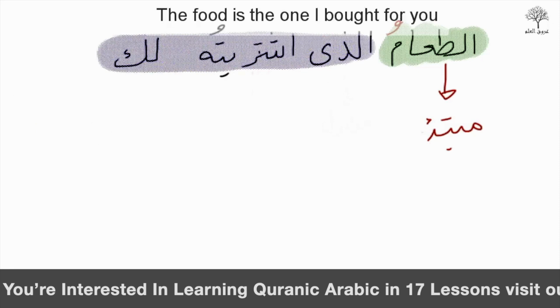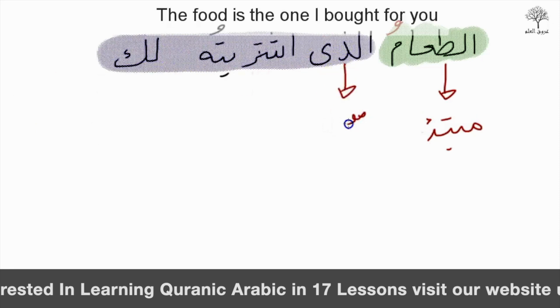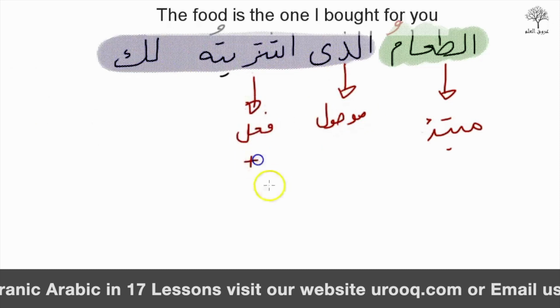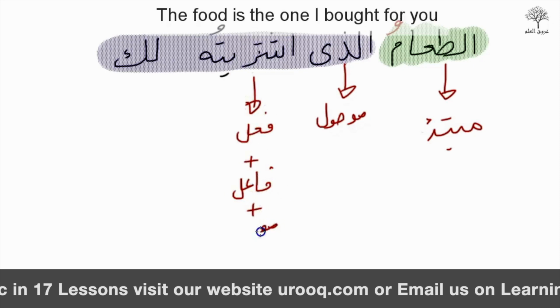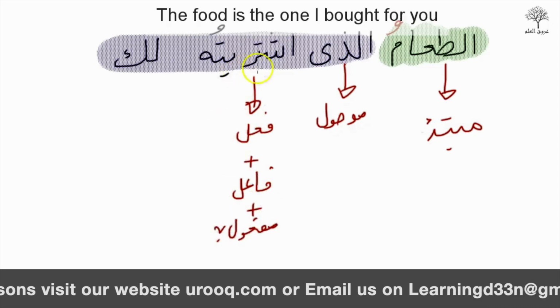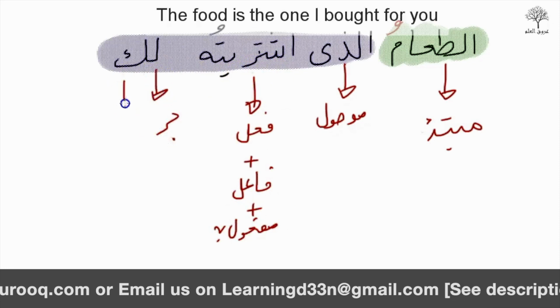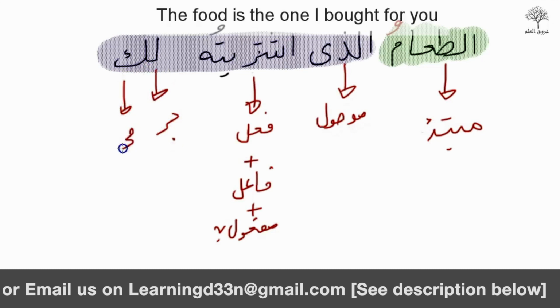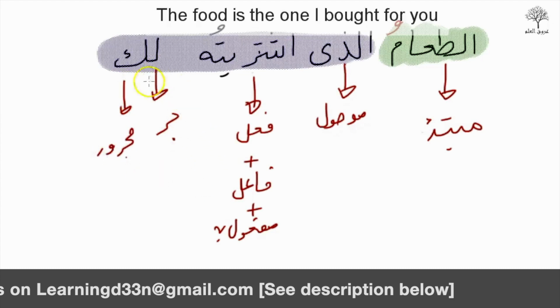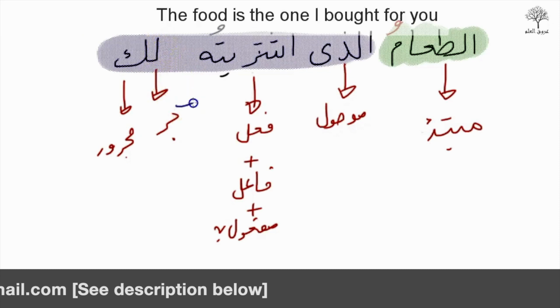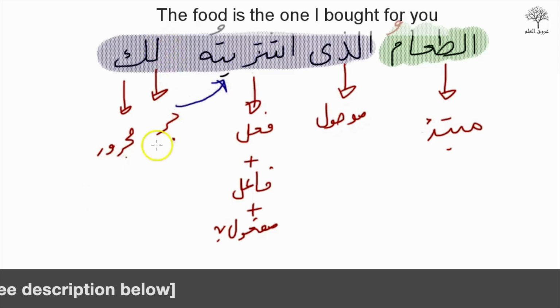Right, now let's do tarkeeb. So ta'am is mawsool. Ishtaraytuhu is a fi'l plus fa'il plus maf'ul bihi. Lam is harf jar, and kaf is majroor. This is the preposition. And here this harf jar, we can actually make muta'alliq onto ishtaraytu, which is a fi'l. So all that put together becomes the sila.